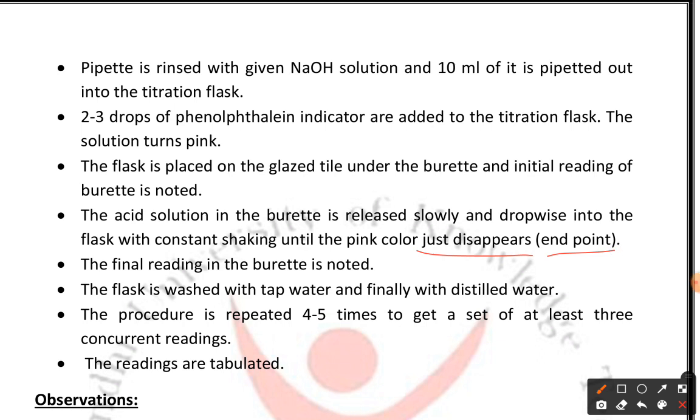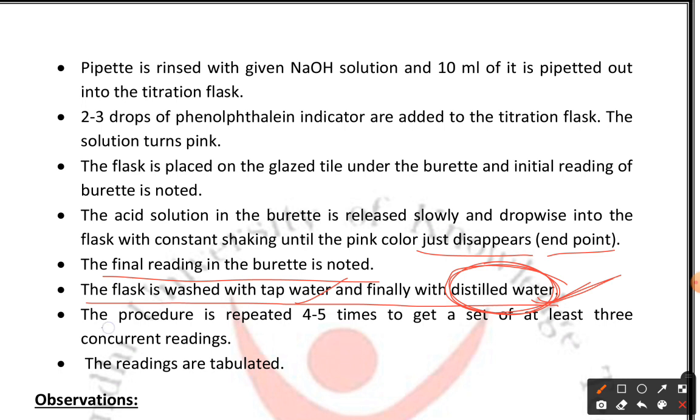The final reading in the burette you have to note. Initially how much is there, finally you note down. The flask is washed with tap water and finally with distilled water. While doing the experiments, we always use tap water first and finally distilled water. Why distilled water? To avoid the interference of remaining ions in the procedure.